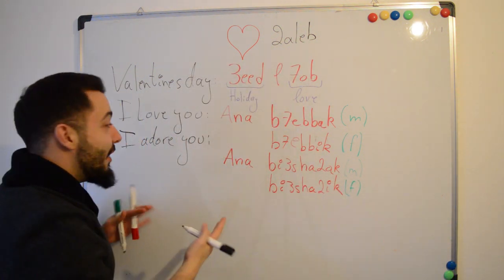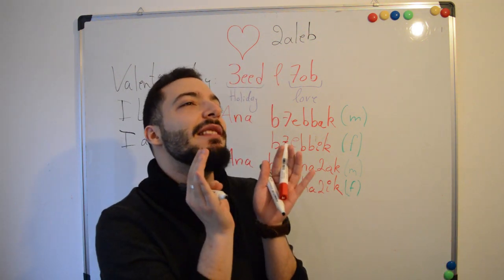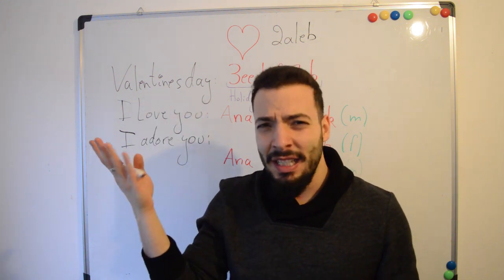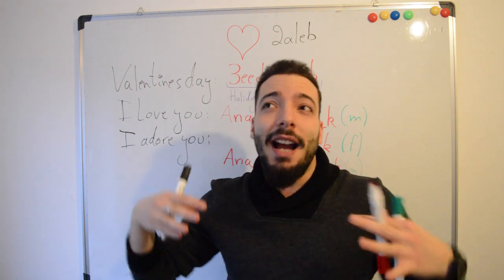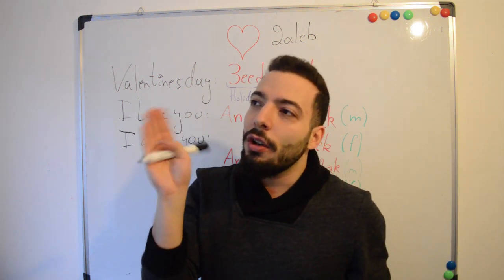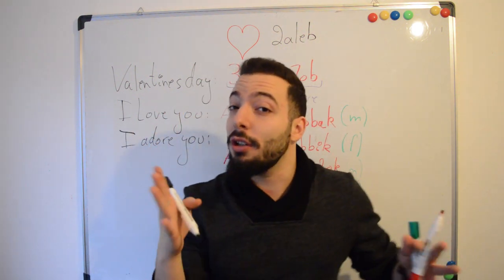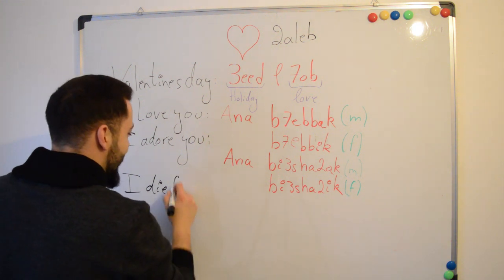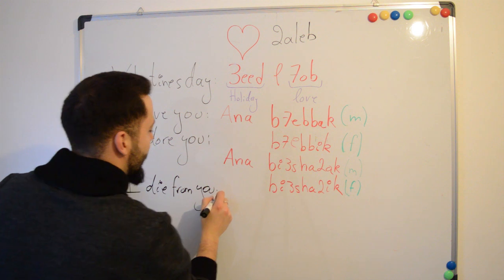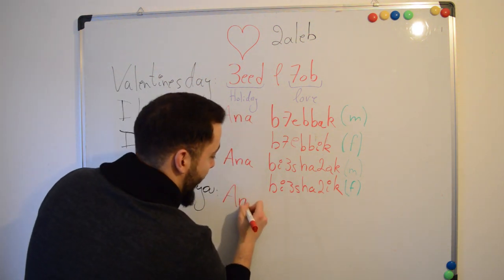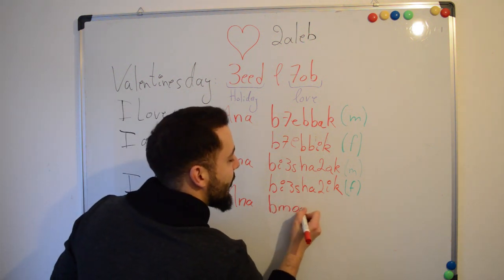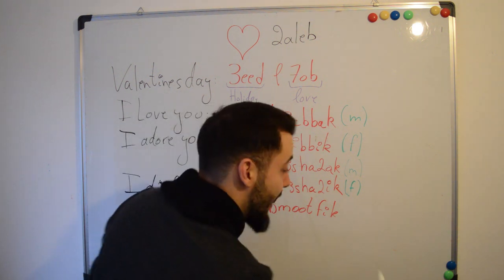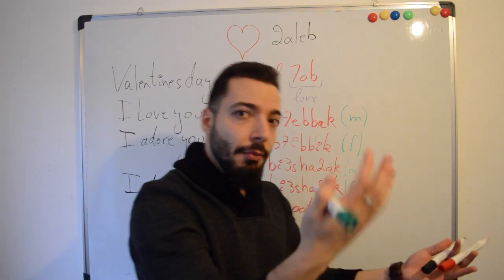So, there's actually no word for this in English, but you say, I die in you. It's like I die for you, like your love kills me. That's how much it is. So, I die in or from you, you can say. Ana bmut fik. Bmut, I die. Fik, in you or from you.